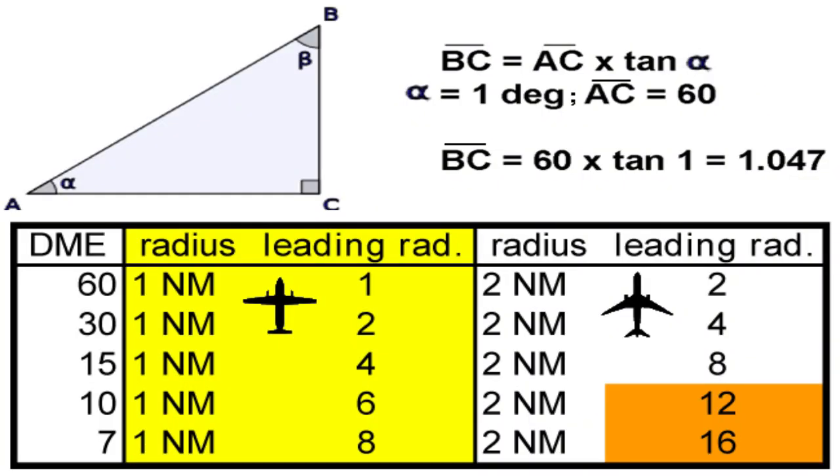From there, I can make my calculation. So you see that I have this table underneath where I write down, well, if I'm flying a jet aircraft with a radius of 2 nautical miles, well, at 60 nautical miles, I need 2 degrees leading radial. And at 30 nautical miles, I need 4 degrees leading radial. At 15 nautical miles, 8 degrees. So every time I divide by 2 the distance and multiply by 2 the number of radials.